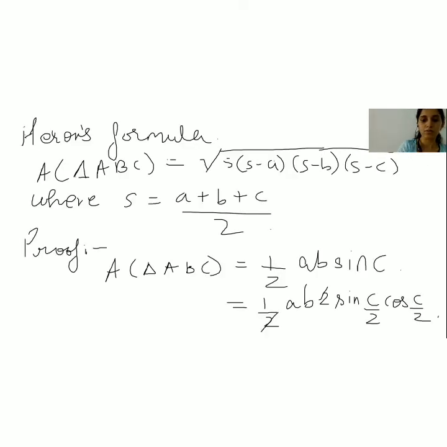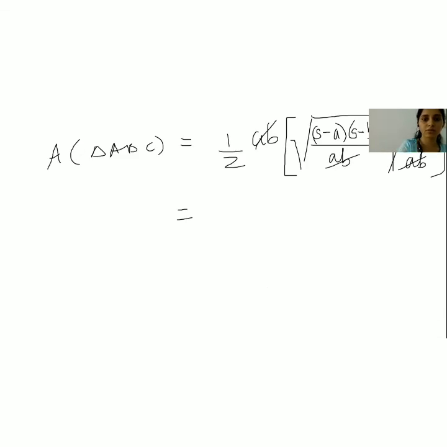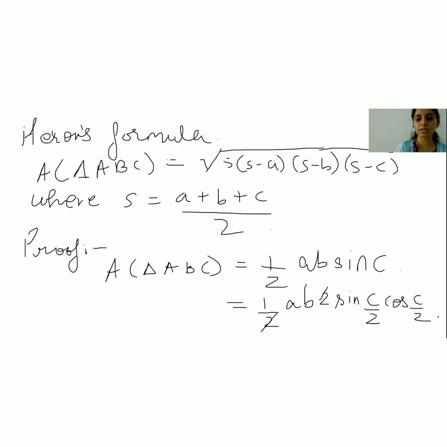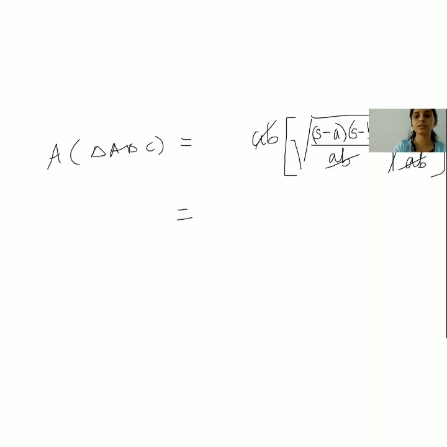The 2 we have already cancelled. By mistake, I have put it over here. Sorry for this. In the previous step, the 2 was already cancelled because we've done 2 sine C by 2 cos C by 2. So the 2 gets cancelled. So we are left with the square root of S minus A, S minus B, and S minus C.